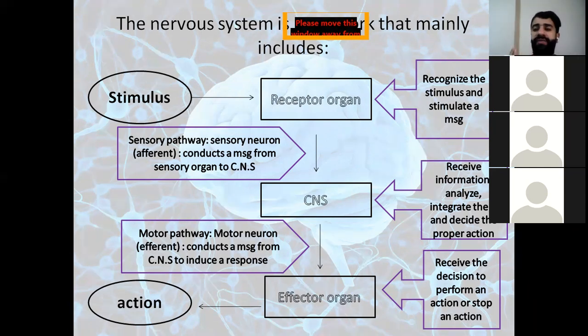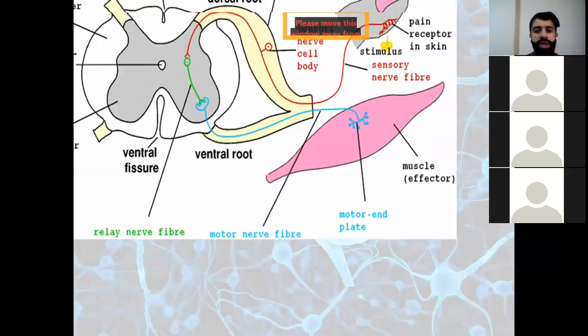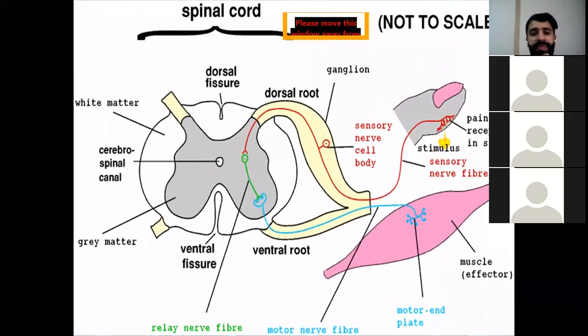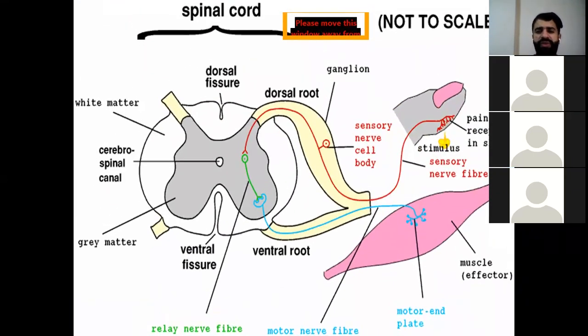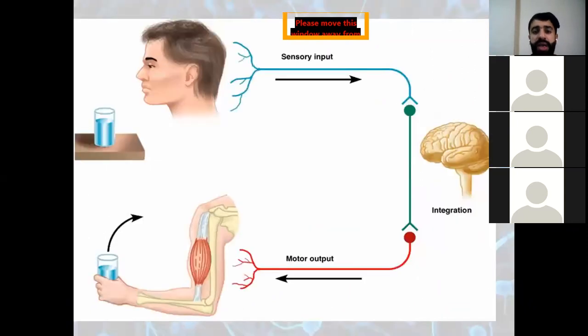Finally, we have the central nervous system to the effector organ. We have the motor pathway, which is through the motor neuron, which is called efferent. It conducts the message from the CNS toward the response of the effector organ. So here, this is the figure showing the structure of the spinal nerve. We have the dorsal root and the ventral root. We are going to talk about them in detail in the coming sessions. So here, the sensory input and the motor output.